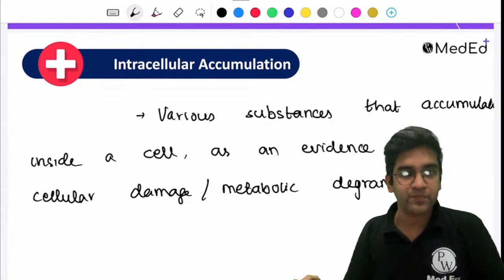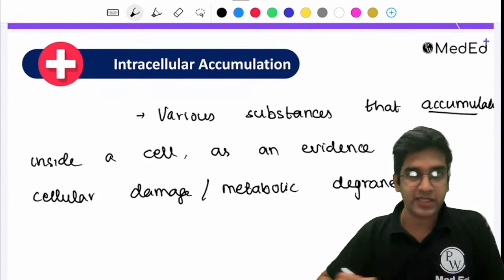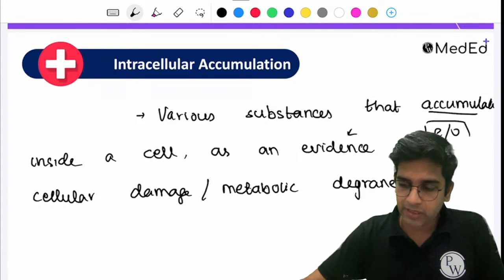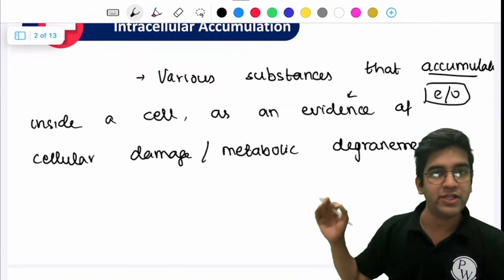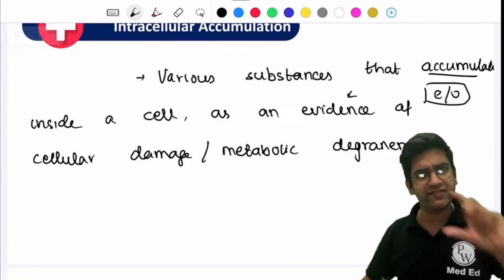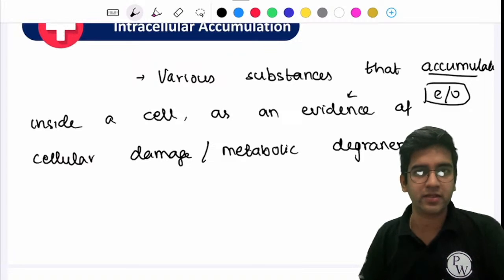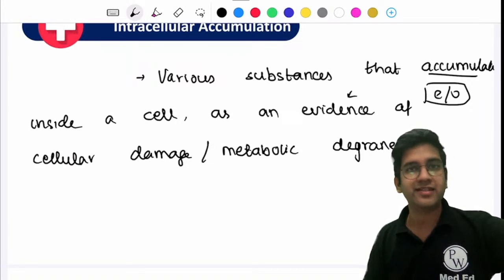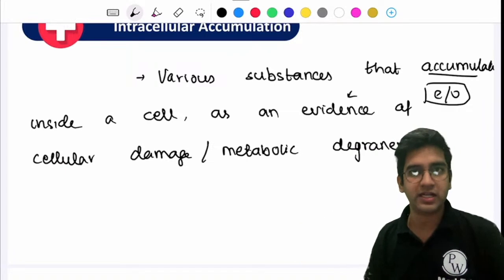Various substances accumulate inside a cell as evidence. I might be using E bar O as an abbreviation of evidence of, going forward. Evidence of cellular damage or metabolic derangement, right? That's the definition of intracellular accumulations. Many substances can accumulate. What we'll be reading today is lipid, in the next class protein and glycogen, in the next class pigment, and then calcium, right? All of them we'll be learning here in the same RRR series, fine?